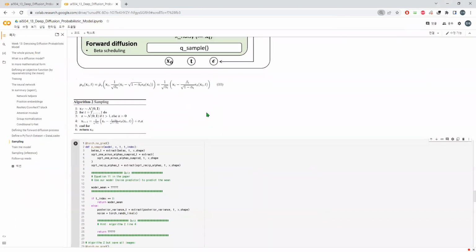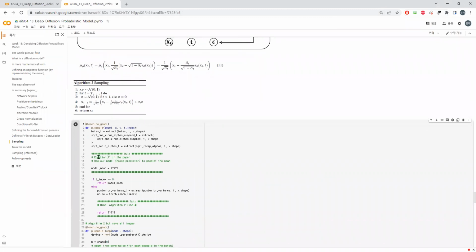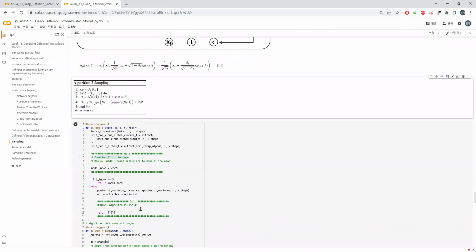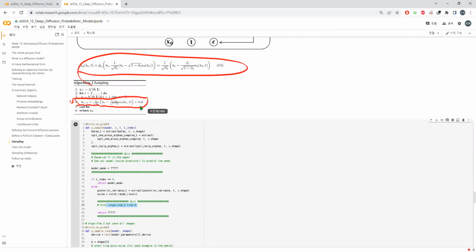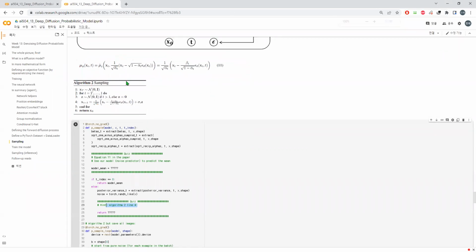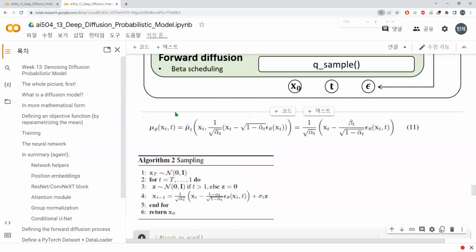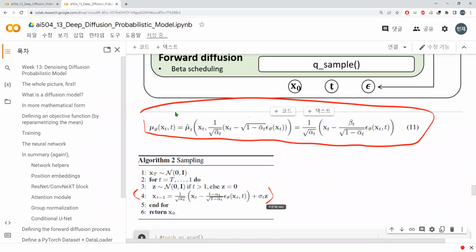Okay, for more information, I brought equation 11 in the paper and Algorithm 2, line 4. So all you have to do is implement this one and this one. Let me zoom in. This one, this one.